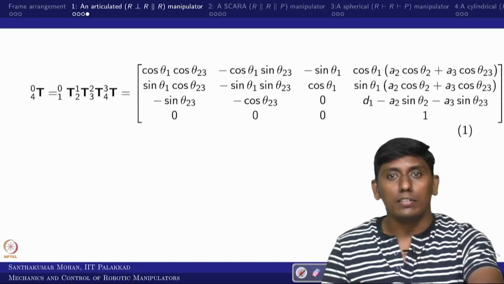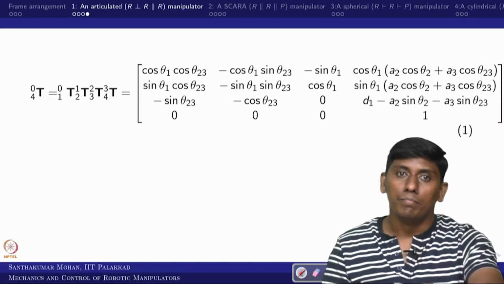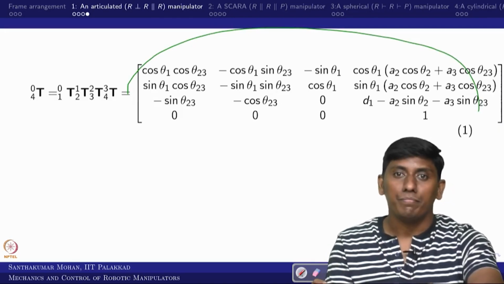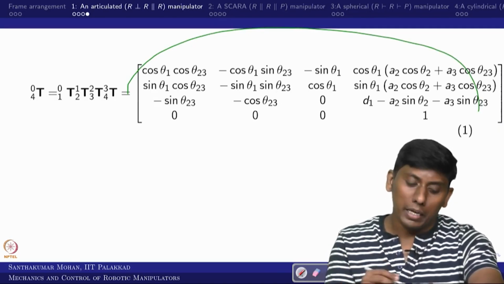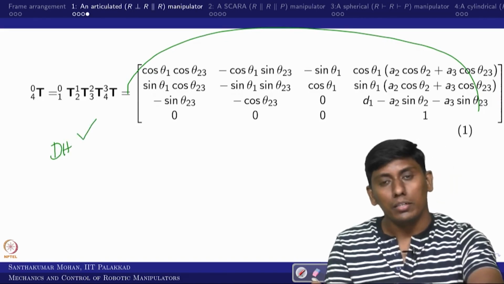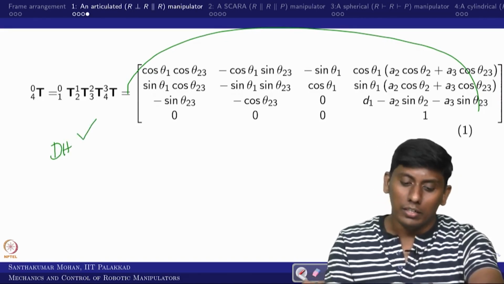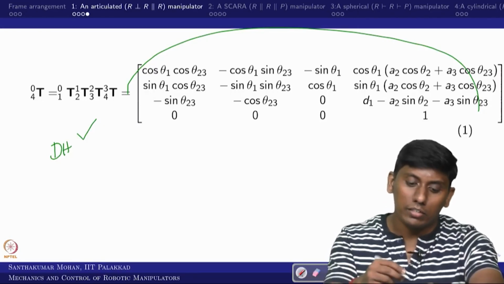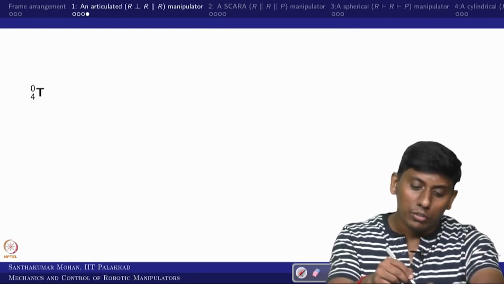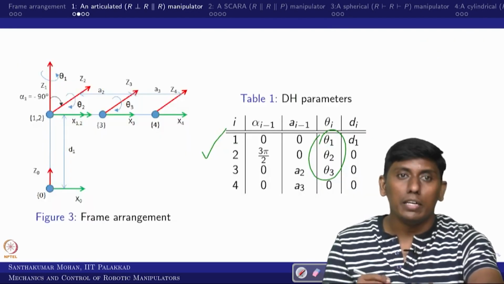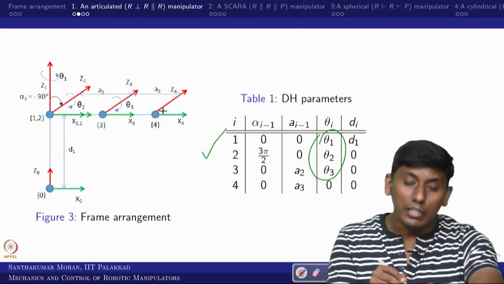So now the task is not ended here. Why? Once you obtain this, you have to cross check whether the DH parameters you obtained are correct or not. So how can you cross check? There is a procedure which we used to follow as a student or as a researcher. So what is the procedure? You can recall the frame arrangement here. What have we arranged? We have arranged everything in this form.